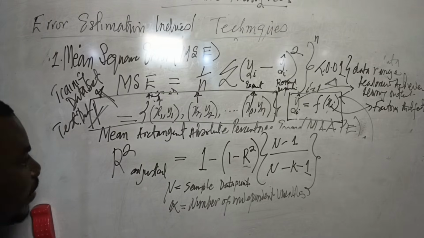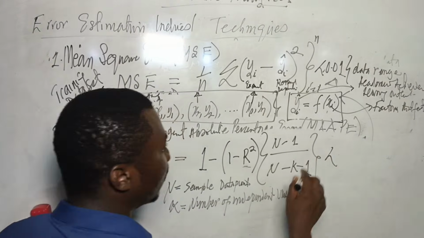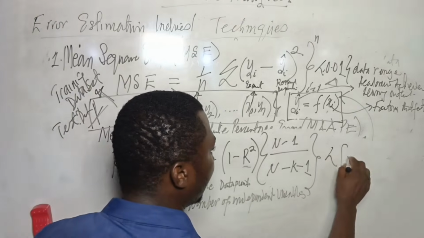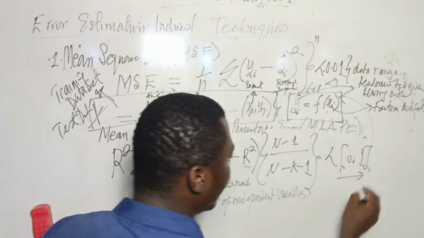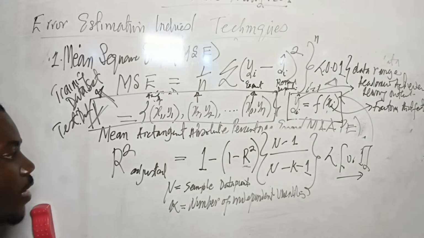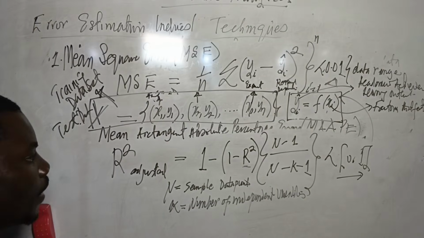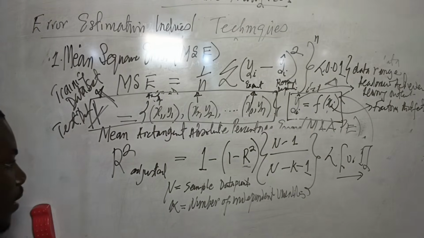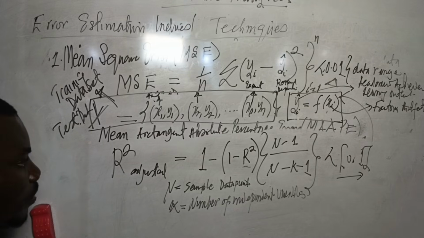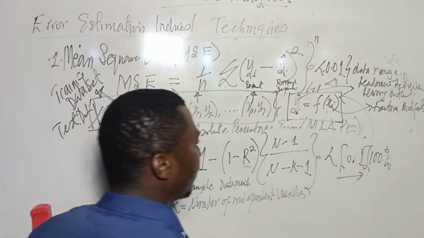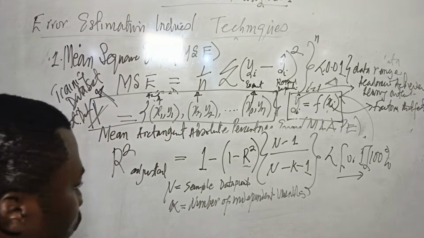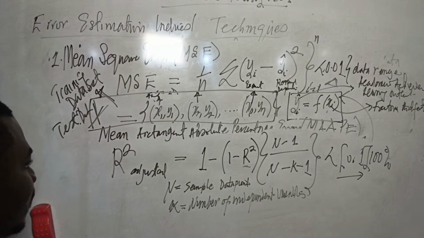Okay, now the main thing is also for you to note that this one lies between 0 and 1. So the higher it goes, or the closer it is to the number 1, then the better the estimation. So you can express it in percentage as well by multiplying by 100, to convert it to percentage.